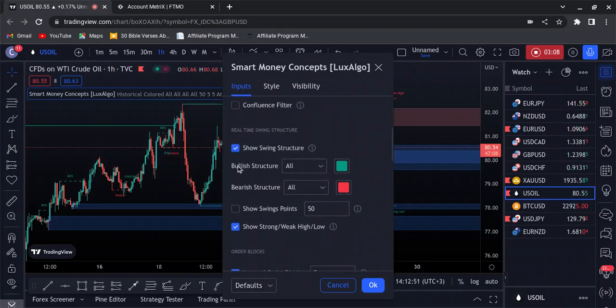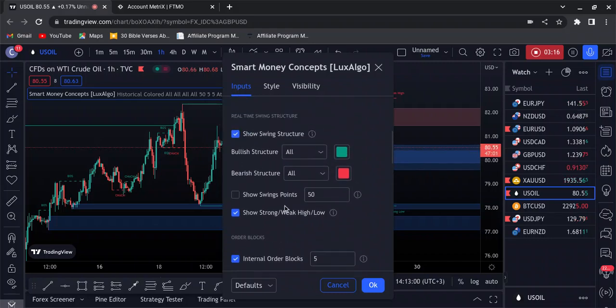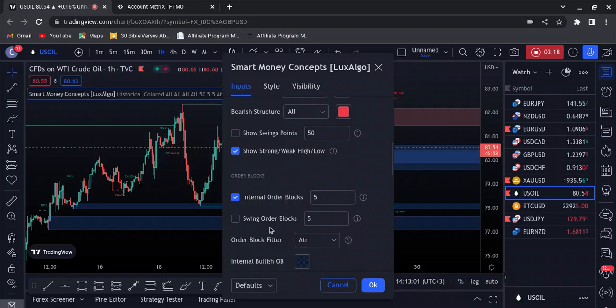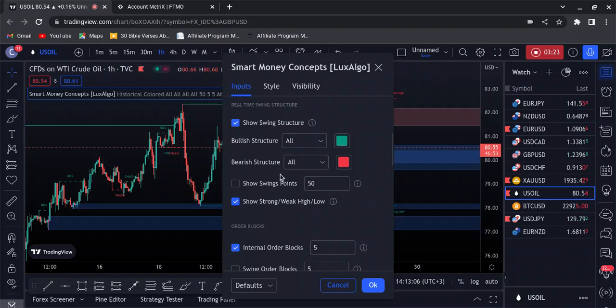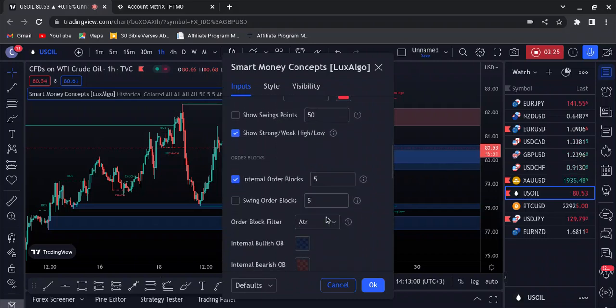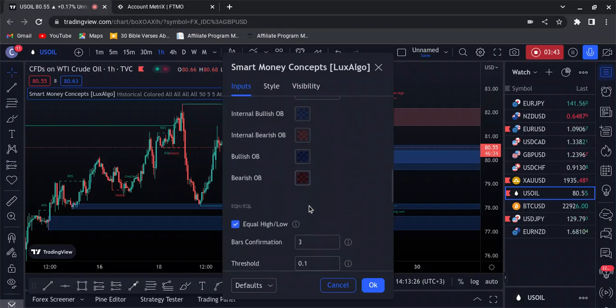You can also choose to have the swing structure on. For instance, here we have both swing and internal. If I don't want the internal on, I would leave the swing one on and remove the internal. The internal is for day traders. If you want to catch intraday trades here and there, you leave this on. Then there's the number of order blocks that you want to be seen on the chart. This is the default, but you can choose your preference.